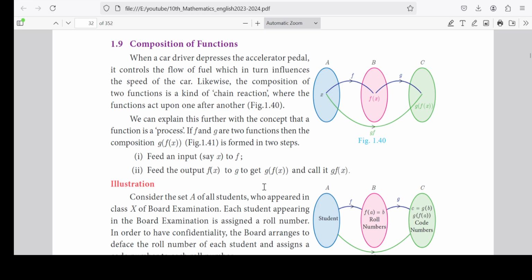In this video, we'll be learning a new concept. That new concept is composition of functions. This composition of functions concept comes under the first chapter of math class 10, that is relations and functions. This is a small concept of the first chapter. I'm going to explain this concept with a simple example here. Just have a look.